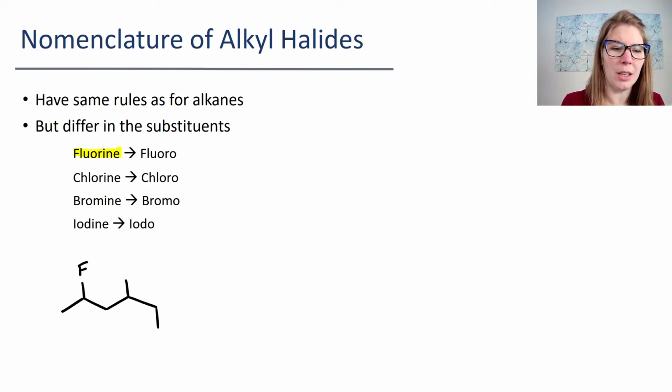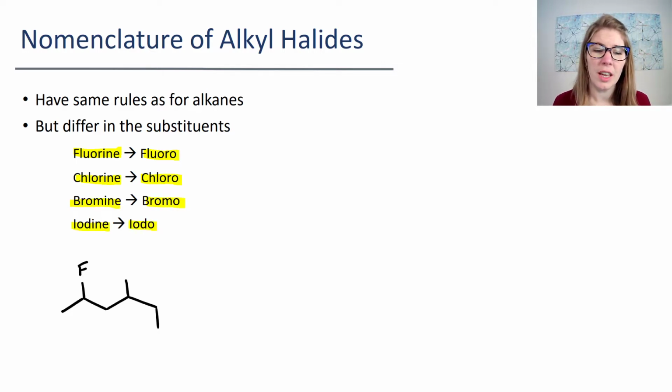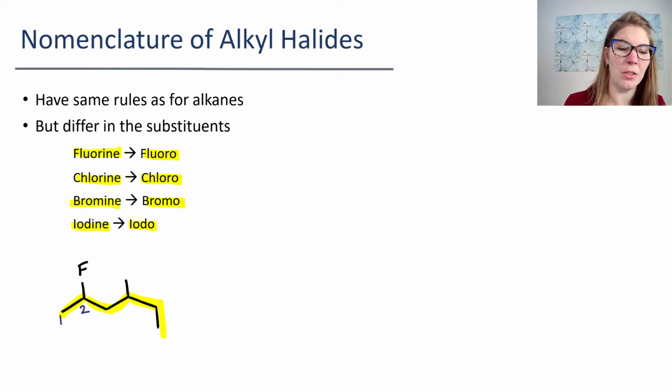So instead of fluorine, you have fluoro. Chlorine becomes chloro. Bromine becomes bromo. Iodine becomes iodo. We're still going to have that same idea of wanting to get the lowest set of locants. If we go through this example here, let's highlight our longest continuous carbon chain. Don't let that downward pointing carbon fool you. That's part of the longest continuous carbon chain. And then we can start numbering on the left because doing so is going to get us our lowest set of locants. So 1, 2, 3, 4, 5, and 6.